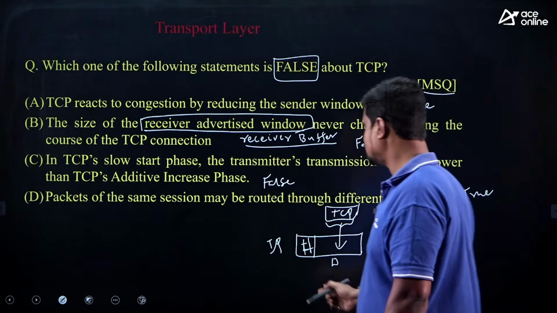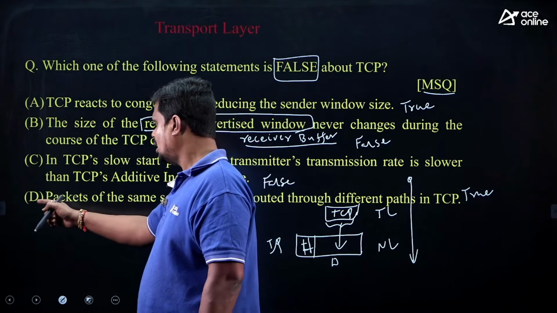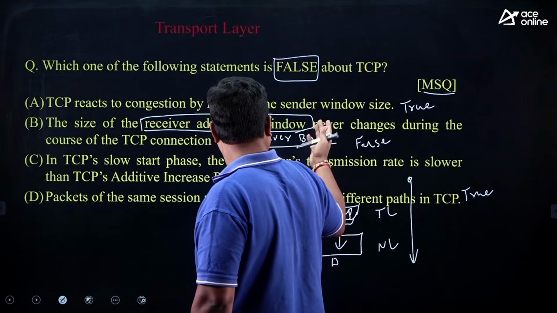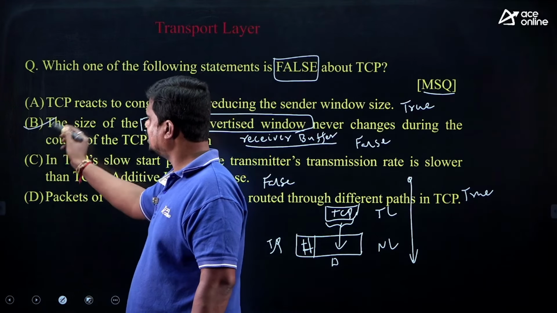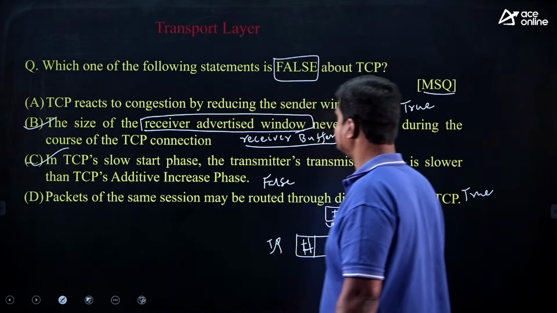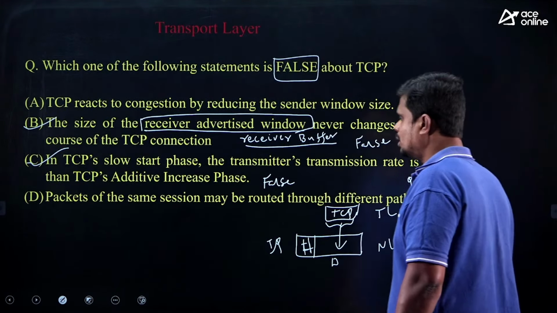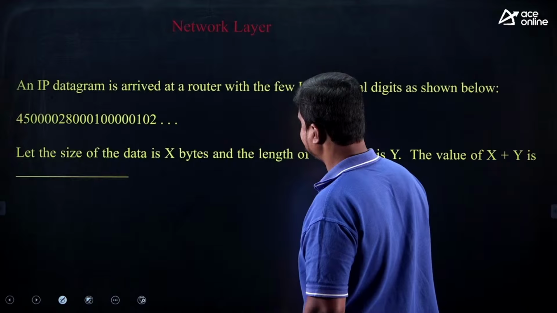So what is the answer for this question? Option D is true. So overall, what are the false statements? B and C are the false statements. So B and C is the answer for this question. Okay, right. So now let us check the next question.